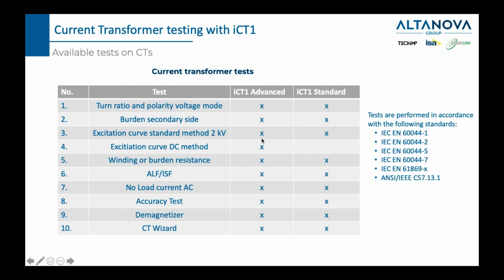What you can see here is that we have two models, advanced and standard. And the biggest differentiator is the excitation curve using the DC method. So the advanced option will also have the possibility to test your CTs which have the knee point above 2 kilovolts, while the standard one will have the option to test up to only 2 kilovolts using a 50 Hertz signal.